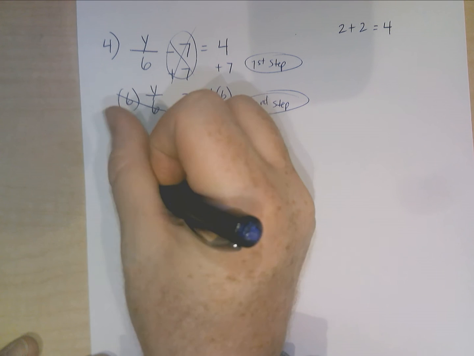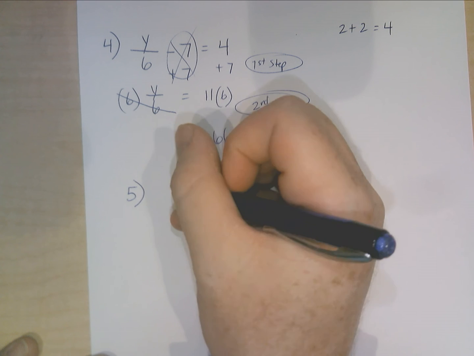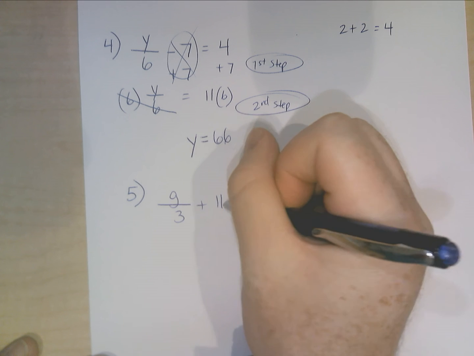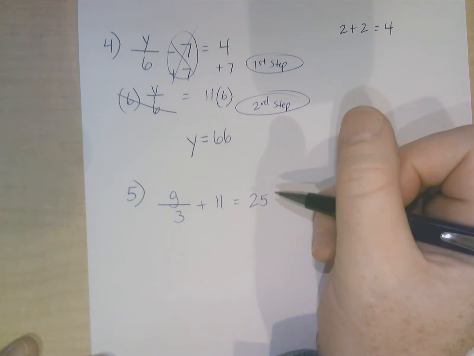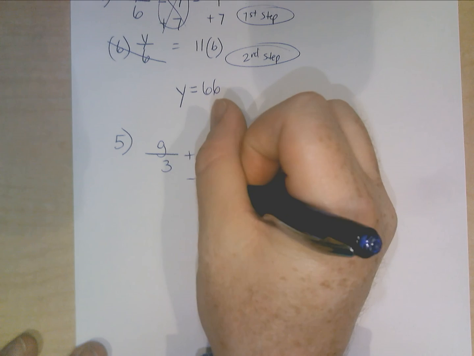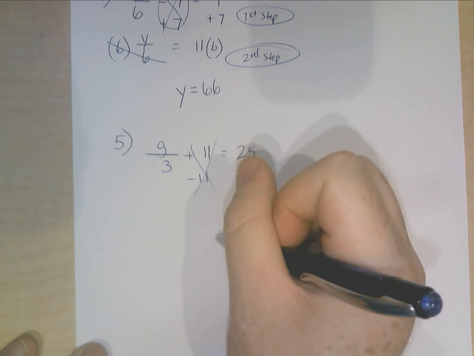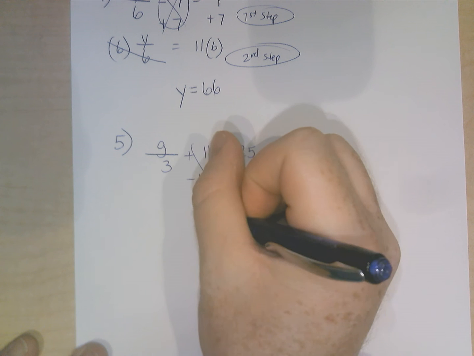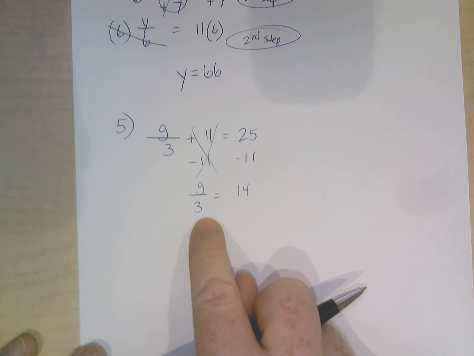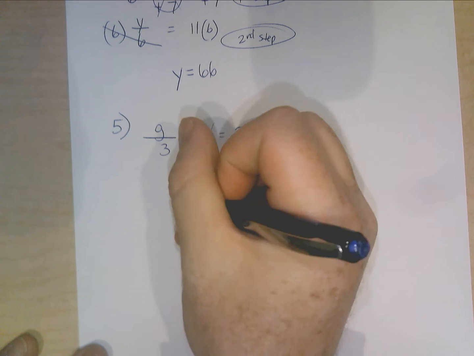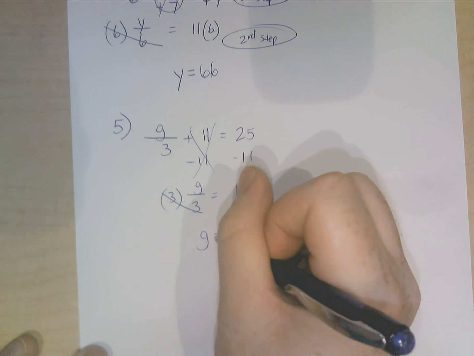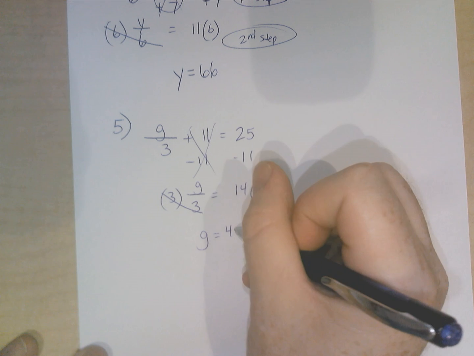All right. We've got 2 more examples. Number 5. So we've got g divided by 3 plus 11 equals 25. Now, you need to get rid of that 11, so we're going to subtract 11 from both sides. This cancels out. This becomes 14. We've got g divided by 3 equals 14. Now we're going to do the opposite of dividing by 3, which is multiplying by 3. So we're going to multiply both sides by 3. This cancels out, so g equals 42.